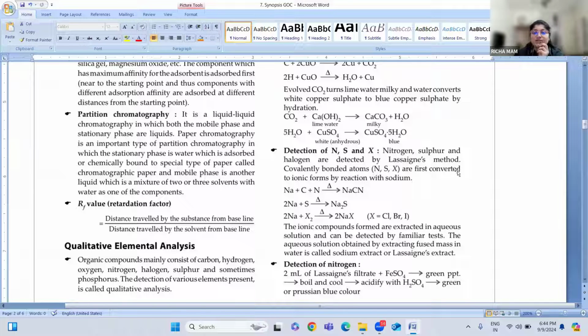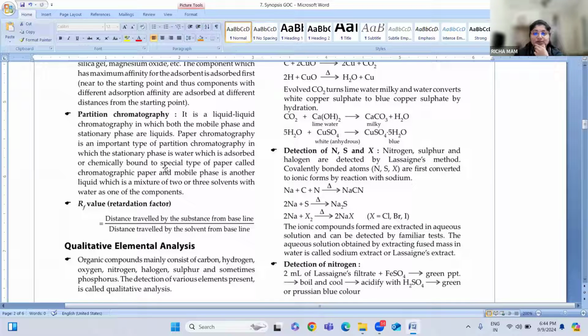So nitrogen, sulfur and halogen can be detected by a test called Lassaigne's test. What we are doing is converting the different elements into ionic form. We are reacting it with sodium metal. Sodium is a highly reactive metal. So in a fusion tube, we are taking sodium and we are going to add the compound.